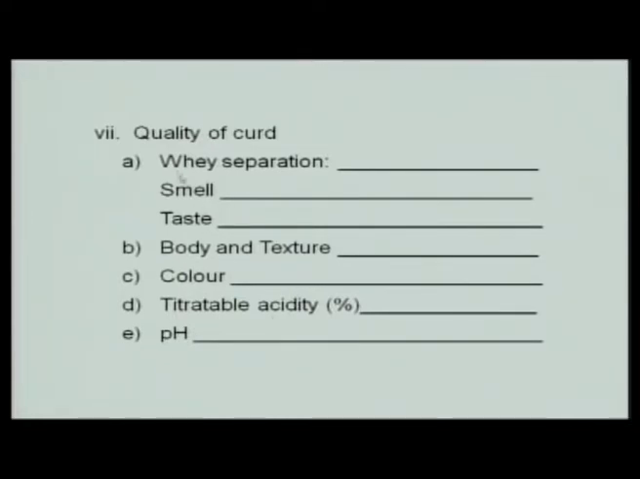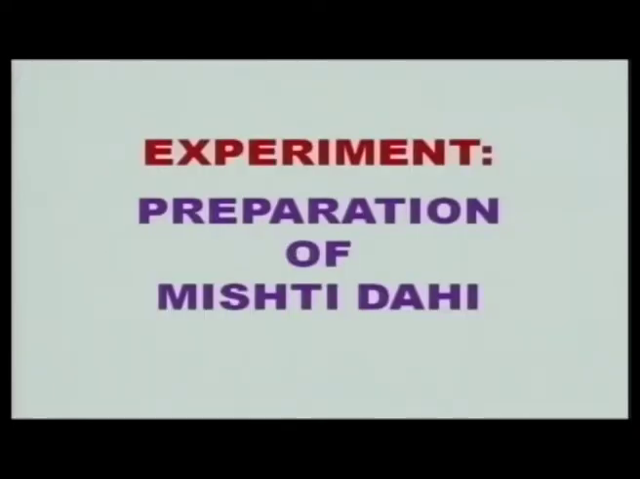Now, if you are in the industry, you take the sample, note it down and complete the records, and if you are in the class, there is also this type of production chart. So, you should know these are the observations we have to take in the final product. There should be no whey separation, a clean acidic sweet taste and smell should come, and body and texture, color and pH are to be noted.